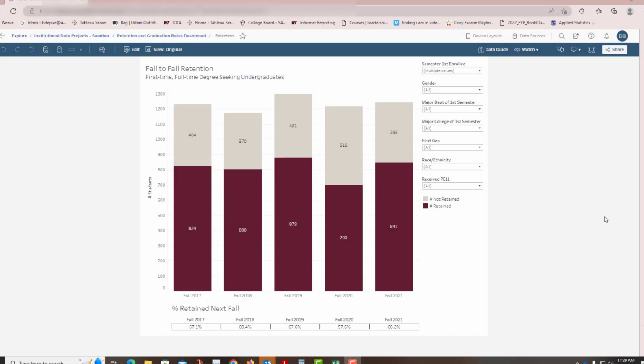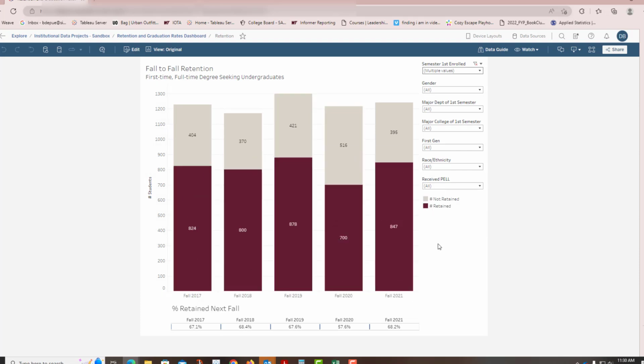Okay, here is our fall to fall retention dashboard. This is for first-time full-time degree-seeking undergraduates. Traditionally, this is known as the freshman cohort. From the dashboard, you can see the number of students that were retained, the number of students that weren't retained. You can also see down here the calculations of what percentages were retained for each fall. You can see that this is the year the cohort came in, fall of 17. There are lots of semesters available going all the way back to 2009 if you want to go back and look that far.